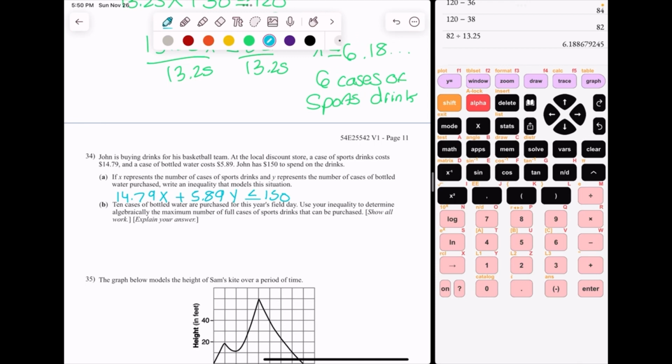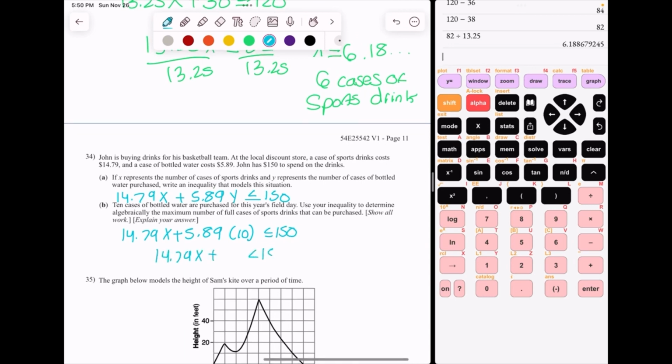All right, 10 cases of water were bought. All right, let's see what number this is. 5.89 times 10 is 58.9. Then subtract 58.9 from both sides. After buying the bottles of water, for sports drinks what's left over is 150 minus 58.9. We have 91.1 left over.